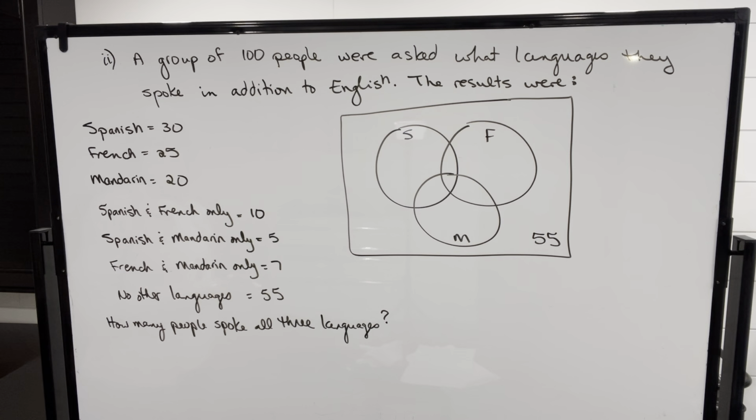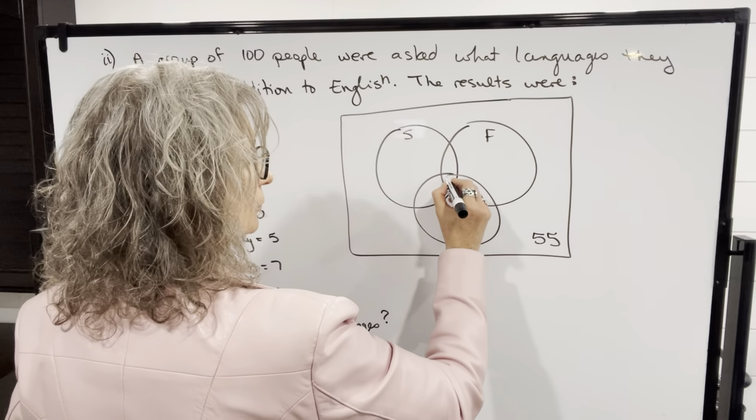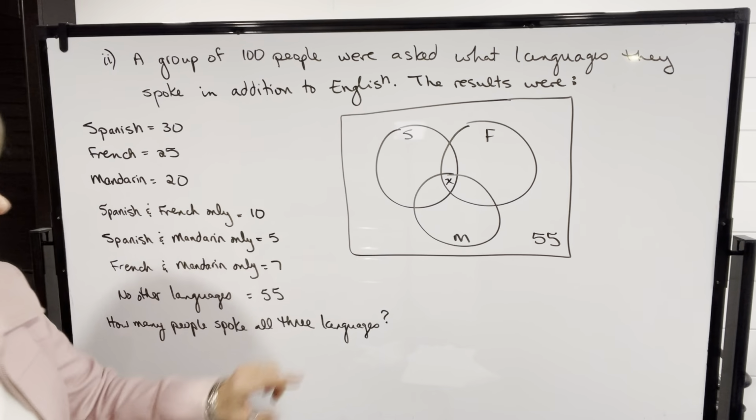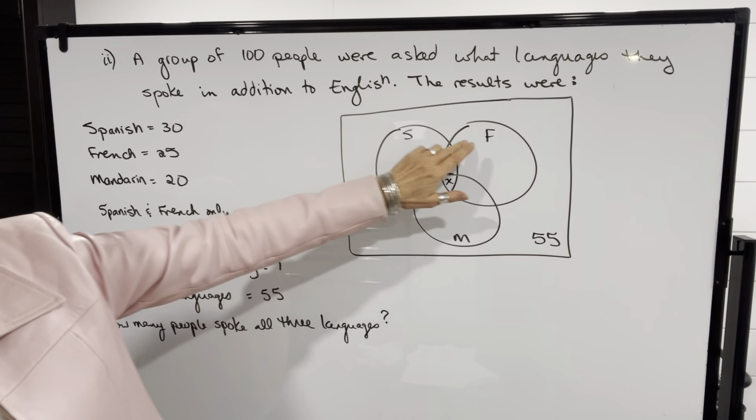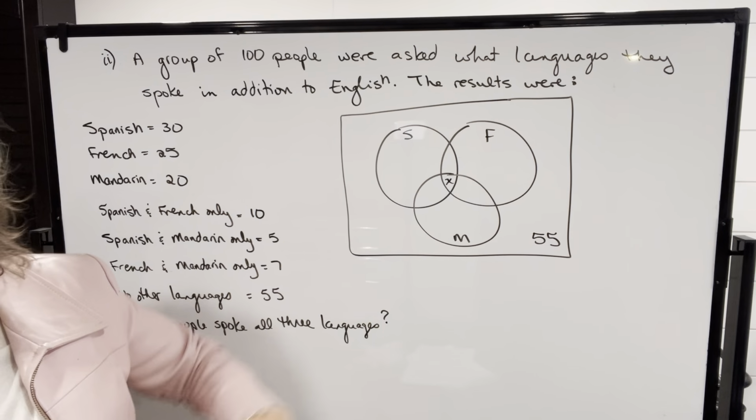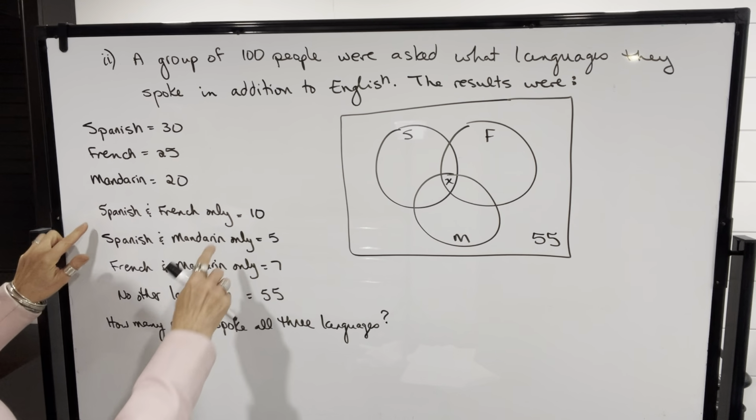Now in this case, we don't know how many people spoke all 3 languages, and that's going to be our unknown. We'll call that X. I'm going to label my circles S for Spanish, F for French, M for Mandarin. And we're going to start here.